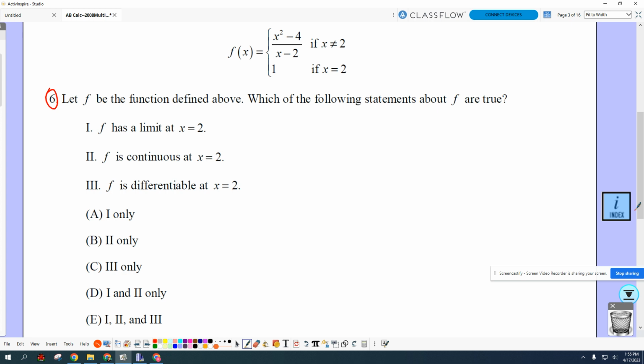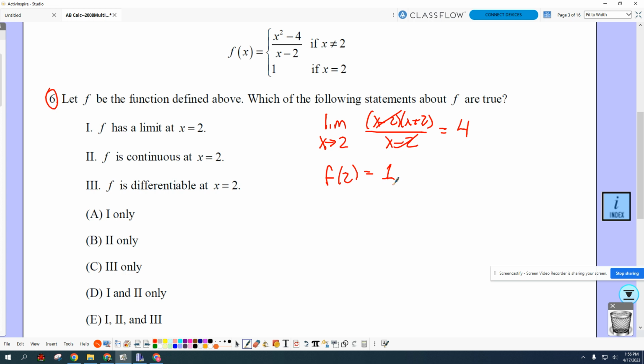In order to find if there is a limit at x equals 2, you plug 2 into the first one, and you get 2 squared minus 4, which is 0, over 2 minus 2, which is 0. Oh, wait, I'm gonna do it this way. Oh yeah, you could just factor it out. Then you just have x plus 2. No, that doesn't work. I completely know what I did.